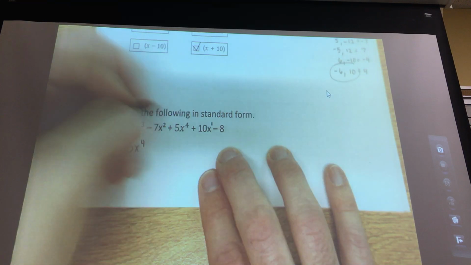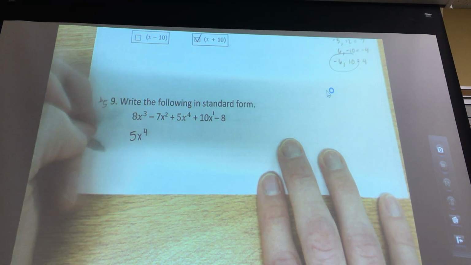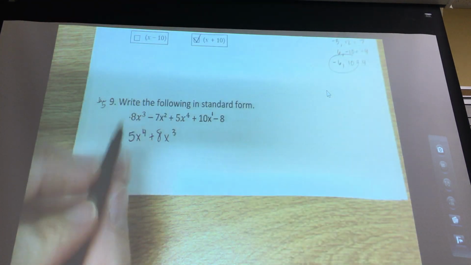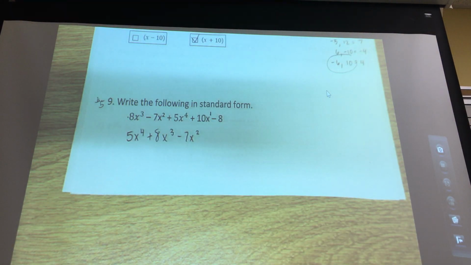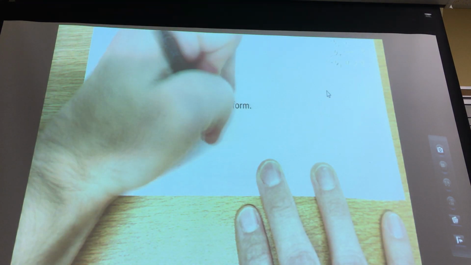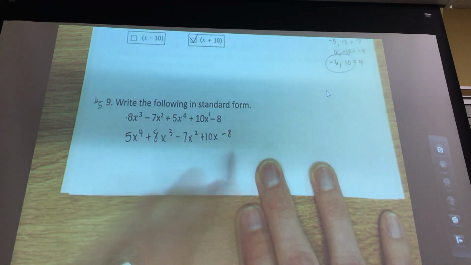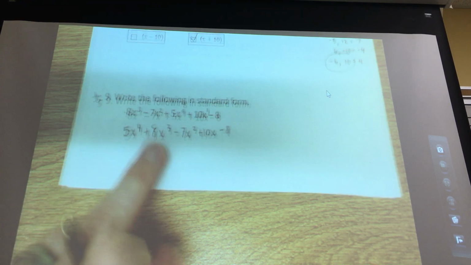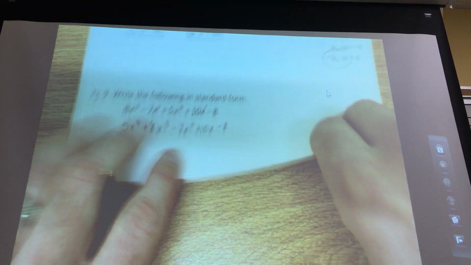Now I would need to check if I can combine anything, which I can't in this case. Next is going to be the 3, that's a positive, so positive 8x cubed. Next is going to be squared, so that's going to be minus 7x squared. Next after that would be 10x to the first, or just 10x, and then you're going to bring down your negative 8. Now that is in standard form. If you wanted to classify that, that would be a quartic polynomial, because there's more than 4 terms. All right, let's go and flip over to number 10.